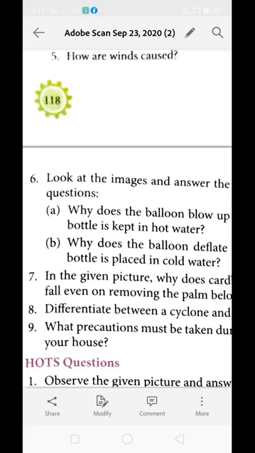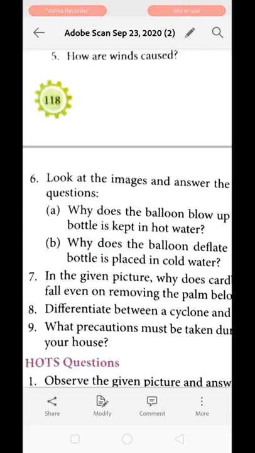in hot water? Because when we have placed the balloon in hot water, the air inside the bottle gets warm and expands, and only the balloon can expand over here. So, the balloon expands. Understood?